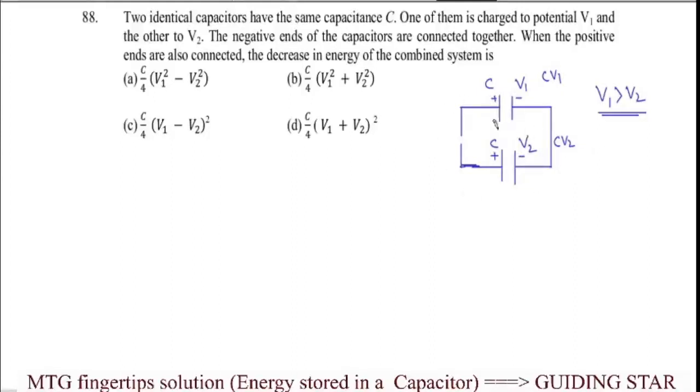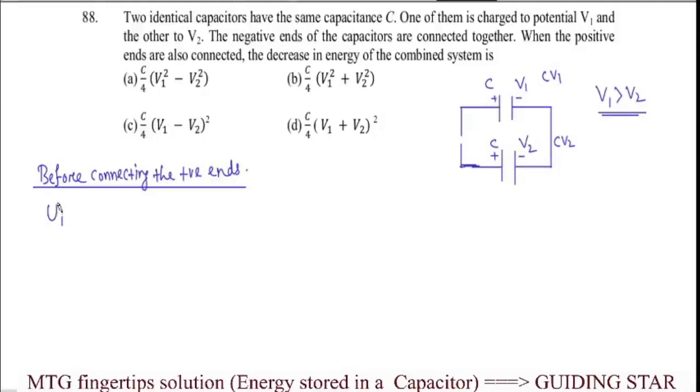Finally a particular point or particular time will come where the potential of both the capacitors becomes the same, then there will be no distribution of charges. Clear? So finally here in this particular case, what is being asked? What is the decrease in energy of the combined system? So right now, before connecting the positive ends, what is the initial energy of the system?